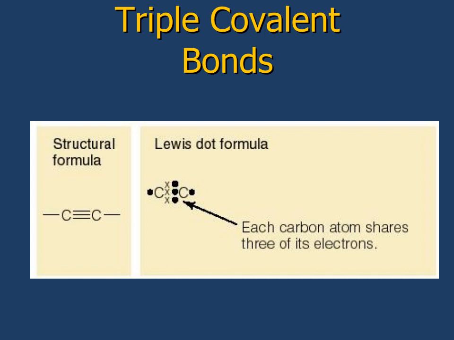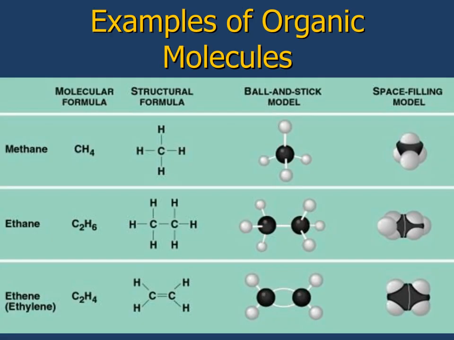Now, as you can imagine, a double covalent bond is stronger than a single covalent bond, and a triple covalent bond is both stronger and shorter than either a double or a single covalent bond. So here are some examples of common organic molecules. Methane is the one that we already showed, that is one carbon atom bound to 4 hydrogen atoms.